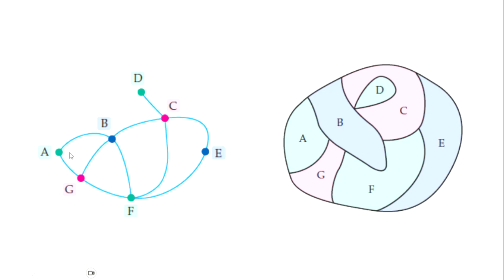For color green, we'll have region A or vertex A, F, and D. Then for color blue, we'll have vertex B and vertex E. Then for color pink, we'll have vertex G and vertex C. So if we're going to have its colors, we'll have this. As you notice, it's related.